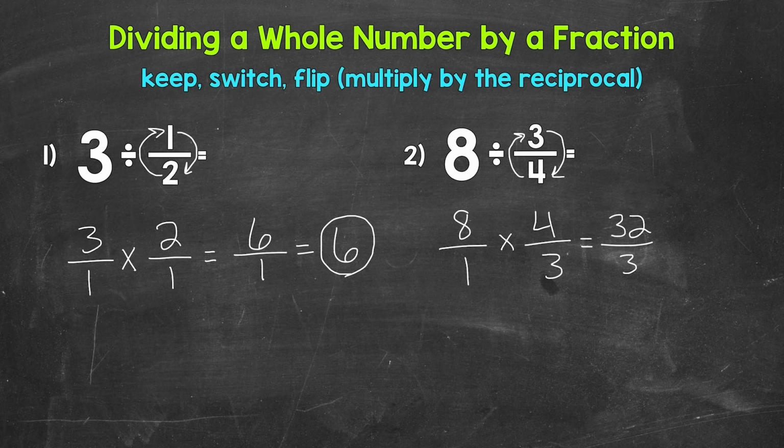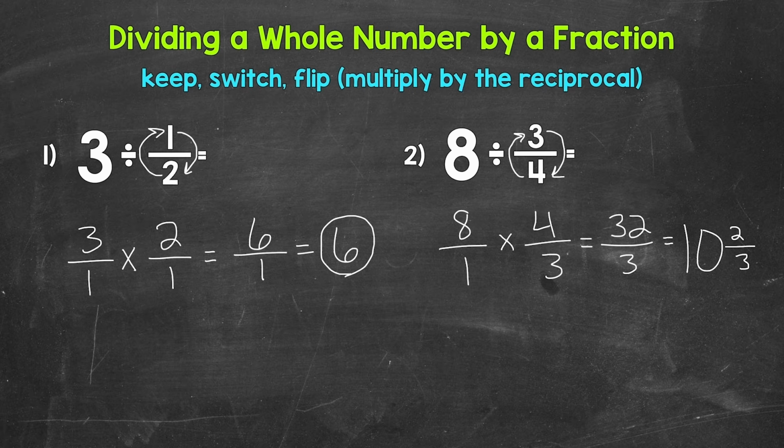And that's our answer. But we have an improper fraction here. So let's convert it to a mixed number by dividing the numerator by the denominator. So 32 divided by 3. How many groups of 3 in 32? Well, 10. That gets us to 30. So 10 whole groups of 3 in 32. Again, that gets us to 30. So we have a remainder of 2. That's the numerator of our fractional part. And then we keep that denominator of 3 the same. So we end up with 10 and 2/3.